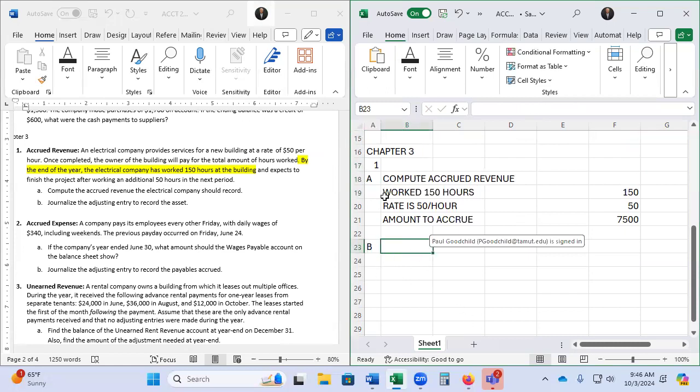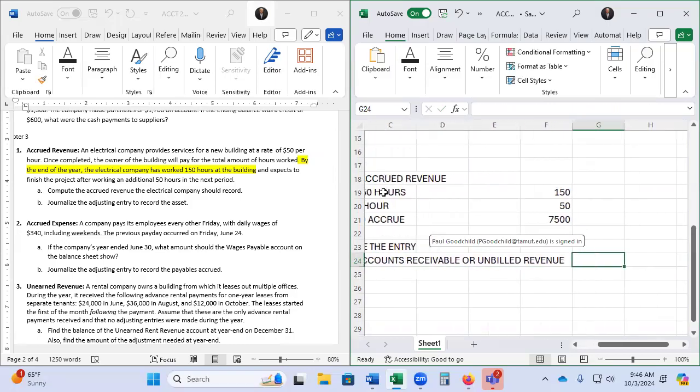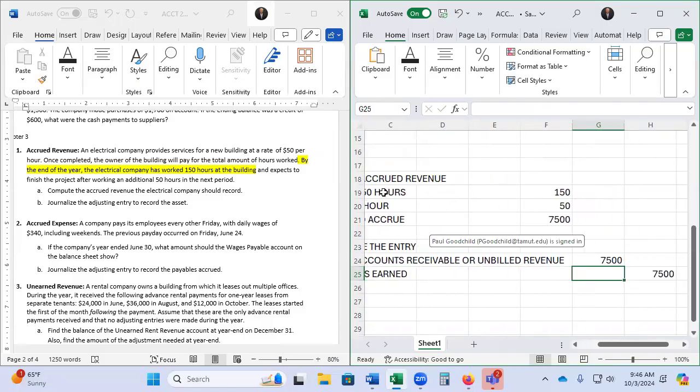B asks us to journalize the entry to record the asset. And so here we're going to have a debit to accounts receivable or unbilled revenue. And that's a debit, right? For 7,500. And a credit to fees earned for 7,500.